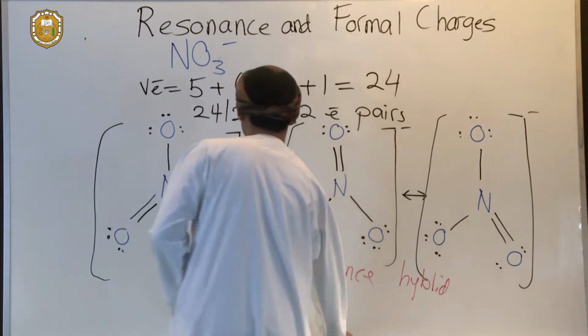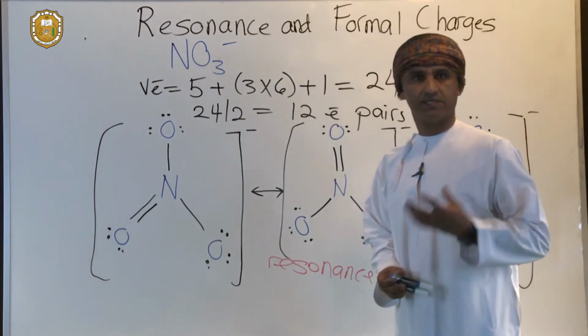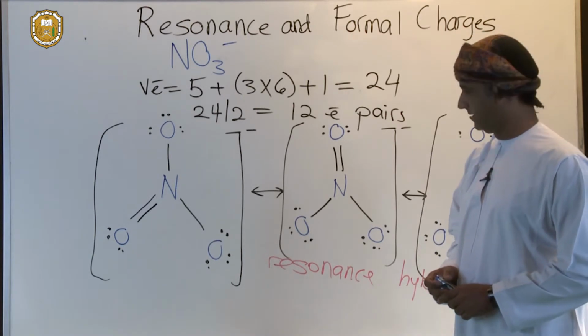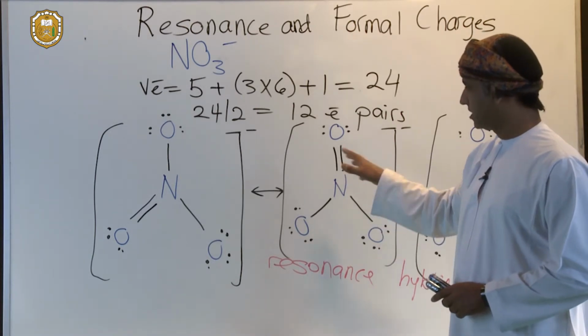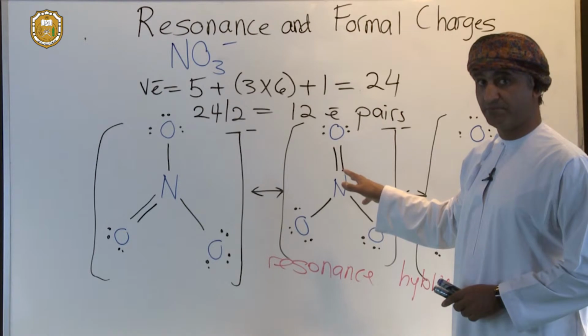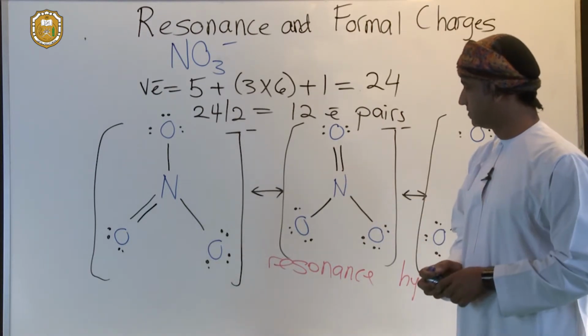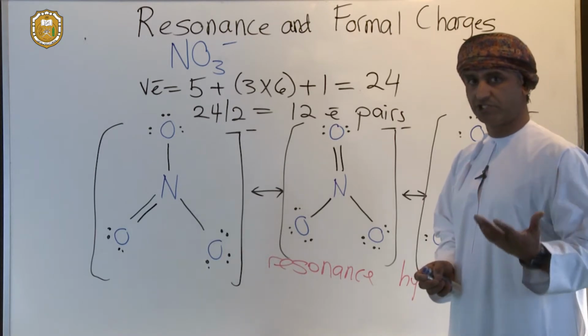So therefore, the nitrate ion exhibits resonance, where there is more than one possible Lewis structure. The actual structure, again, is an average of all of them, a resonance hybrid of all of these possible Lewis structures. What about formal charges?